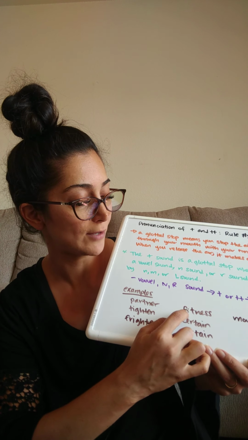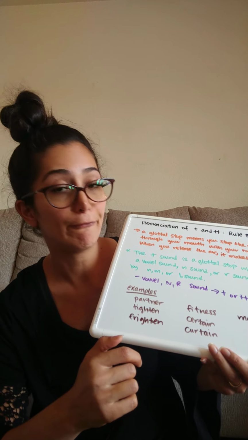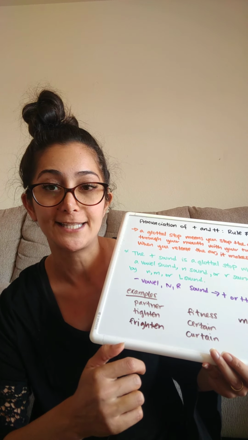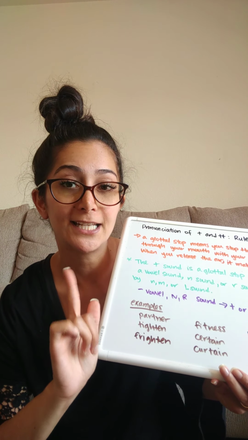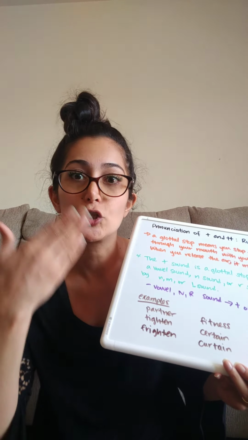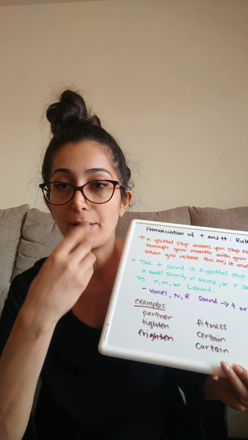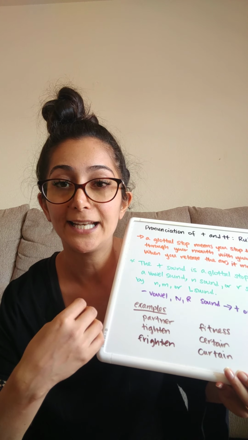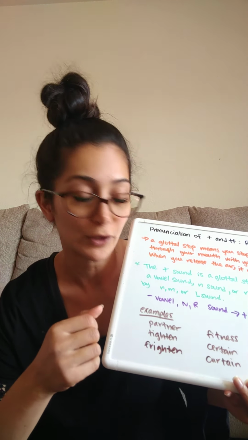Fitness. So the vowel sound is before the T, and the N sound is after. So fitness, no releasing the air. I'm not saying "fitness," that would release the air. So we're going to stop the air before it comes out of our mouth with our tongue and lips. Fitness. In this case, it's our tongue. Our tongue is stopping the airflow.